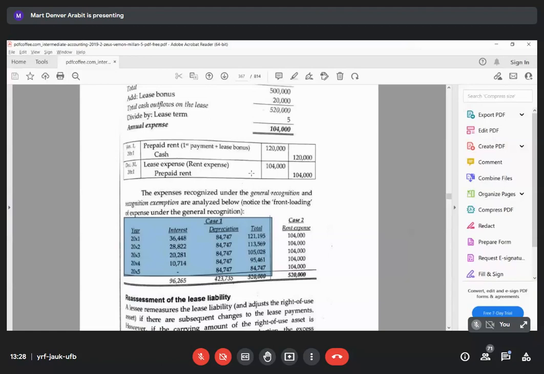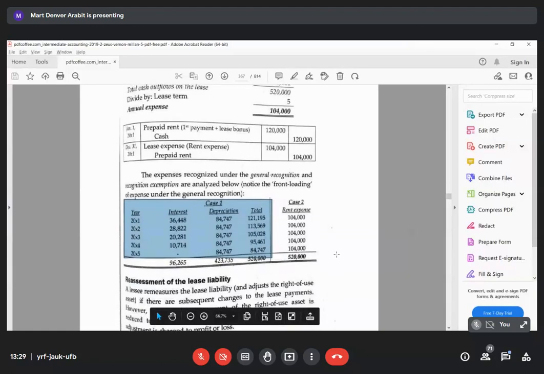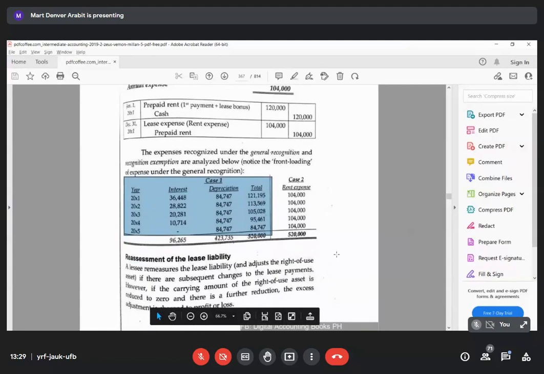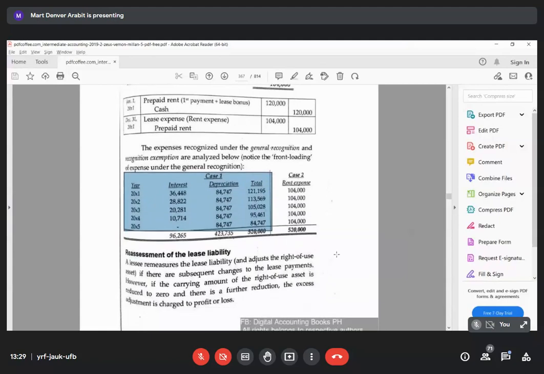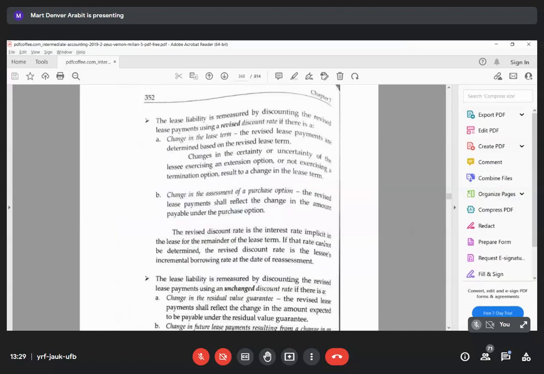Reassessment of the lease liability. So, a lessee remeasures the lease liability and adjusts the right of use asset if there are subsequent changes to the lease payments. However, if the carrying amount of the ROU is reduced to zero and there is a further reduction, the excess adjustment is charged to P&L. Okay.